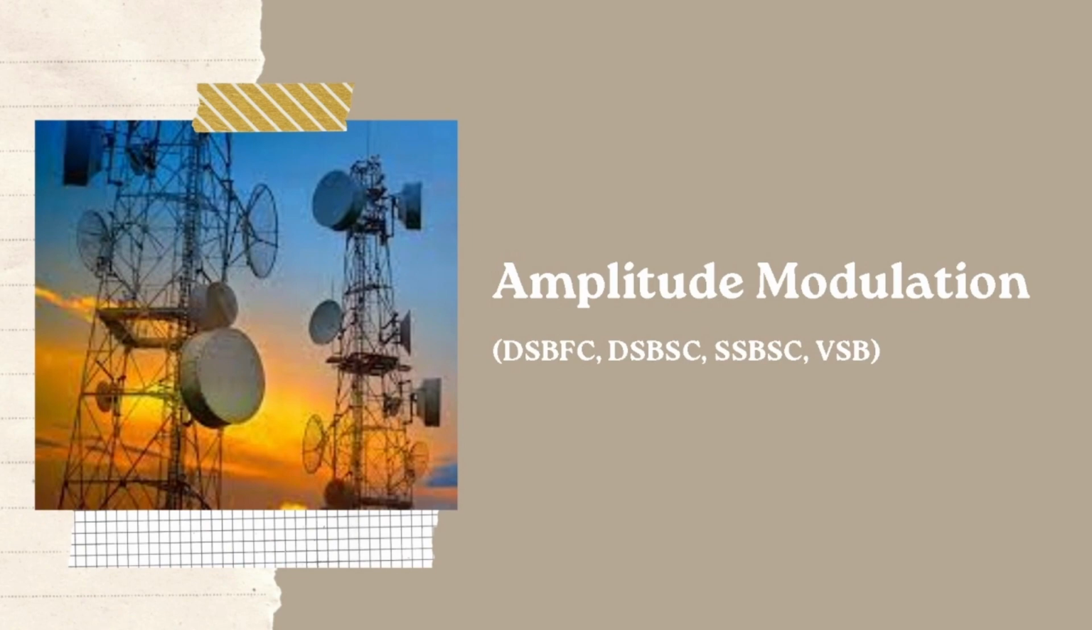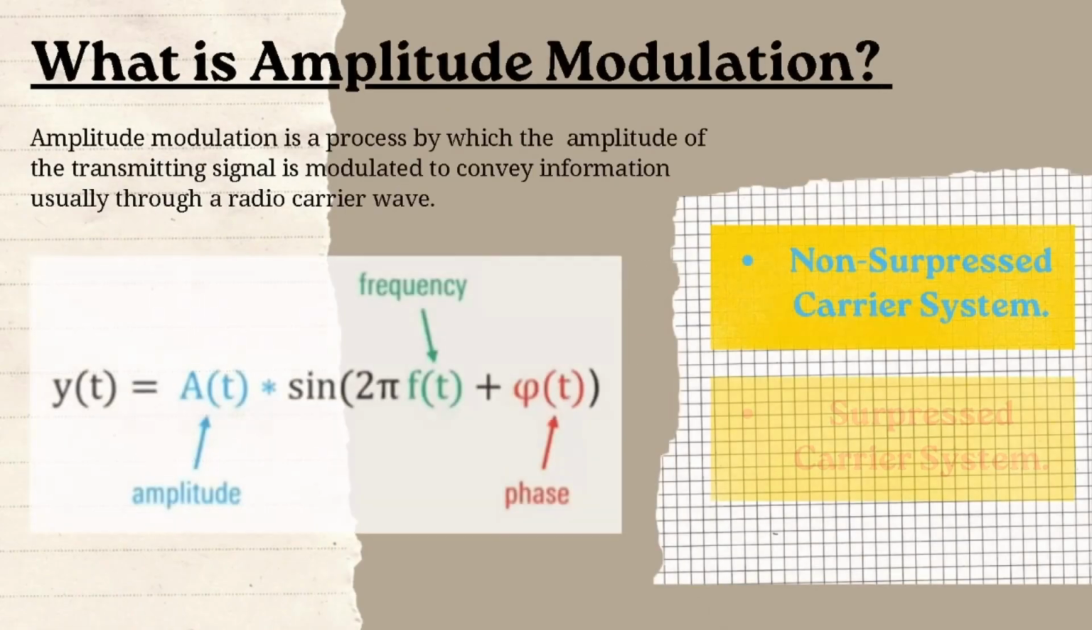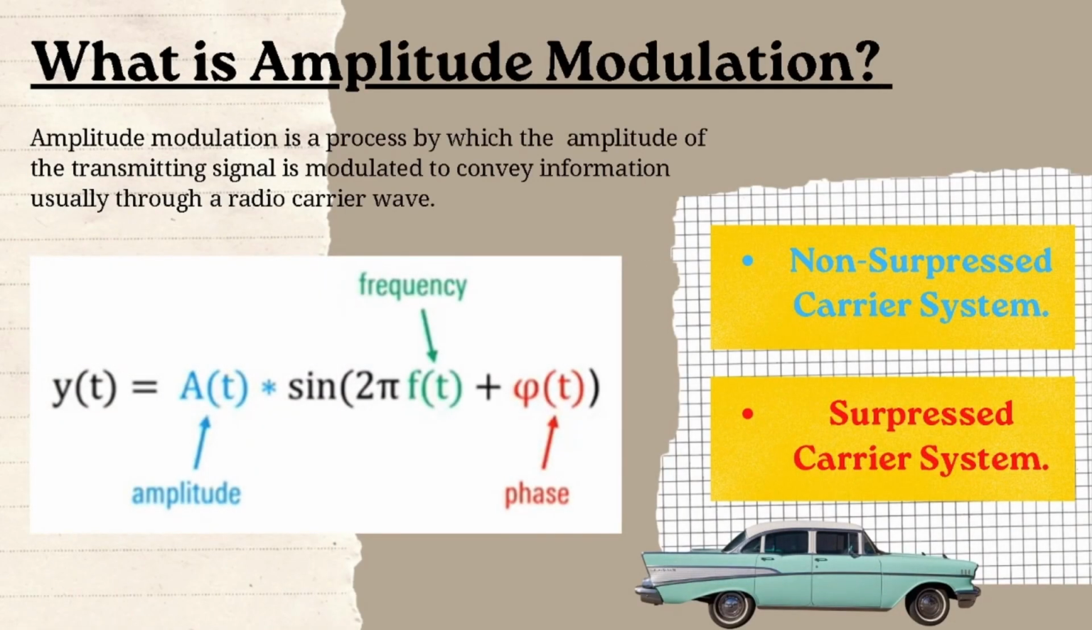Amplitude modulation. So what is amplitude modulation? Amplitude modulation is a process by which the amplitude of the transmitted signal is modulated to convey information, usually through a radio carrier wave. This is the general formula of an AM amplitude modulation.